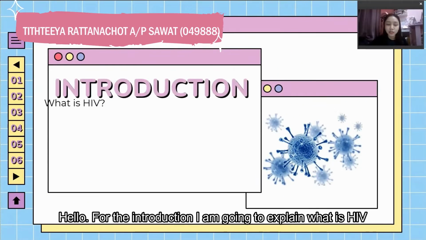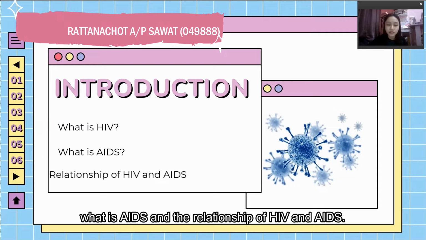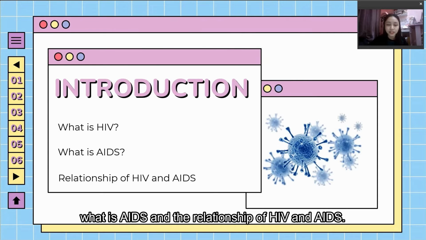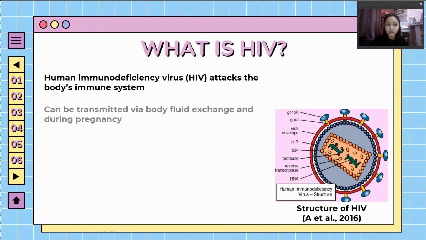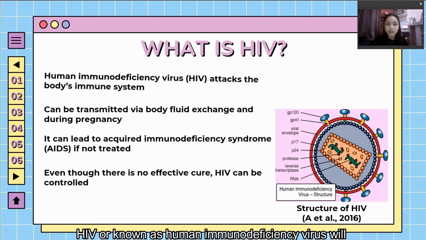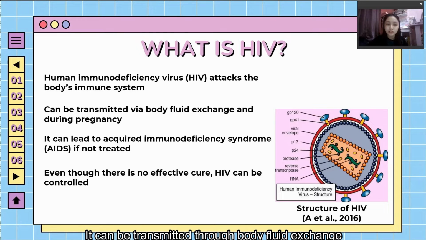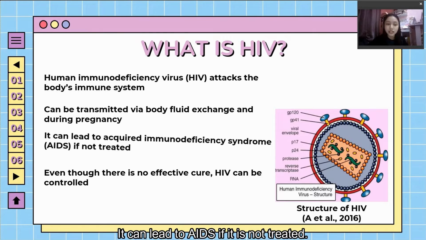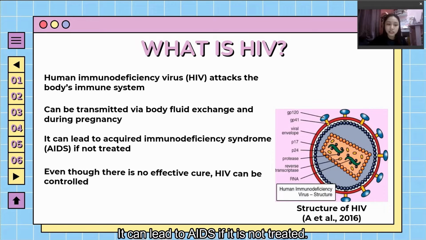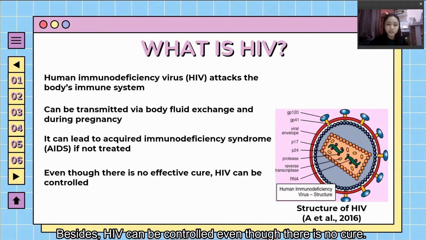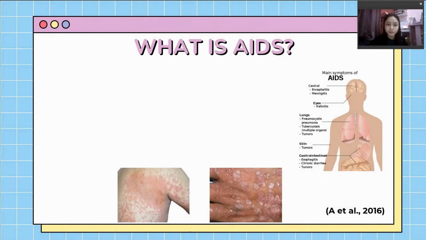Hello, for the introduction, I'm going to explain what is HIV, what is AIDS, and the relationship of HIV and AIDS. HIV, or known as human immunodeficiency virus, will attack the body immune system. It can be transmitted through body fluid exchange and during pregnancy. It can lead to AIDS if it is not treated. Besides, HIV can be controlled even though there is no cure.